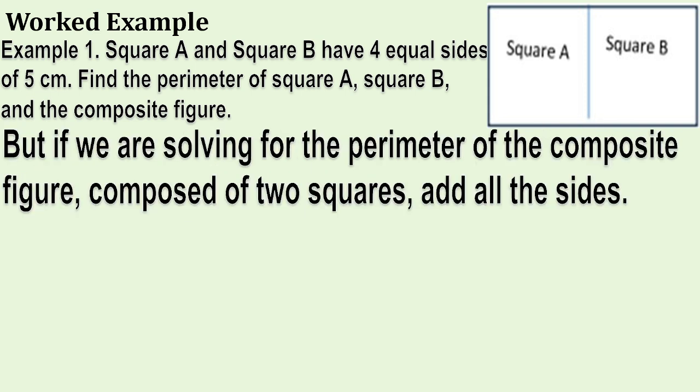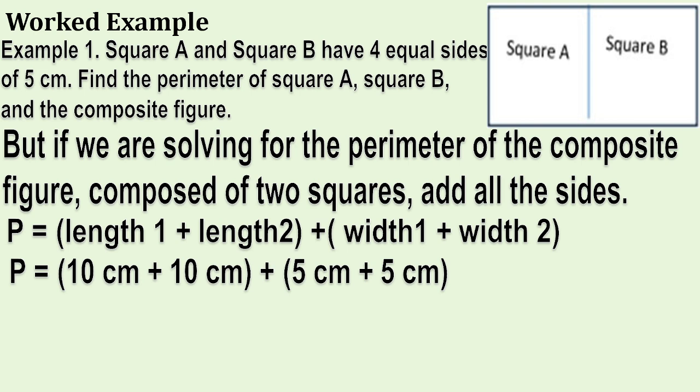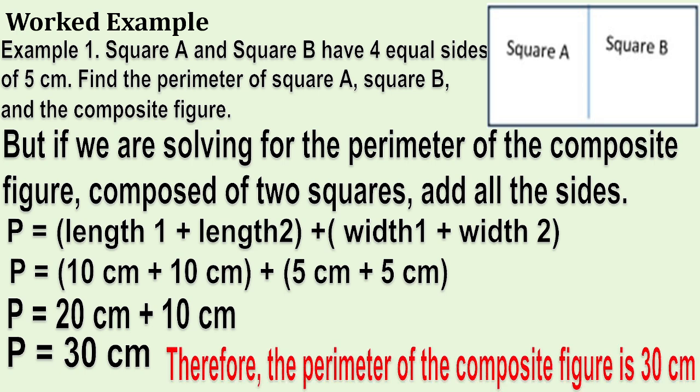But if we are solving for the perimeter of the composite figure, composed of the two squares, add all the sides. So perimeter equals length 1 plus length 2 plus width 1 plus width 2. So perimeter equals 10 centimeters plus 10 centimeters plus 5 centimeters plus 5 centimeters. So 10 plus 10 equals 20 and 5 plus 5 equals 10. So 20 plus 10 equals 30. So perimeter equals 30 centimeters. Therefore, the perimeter of the composite figure is 30 centimeters.